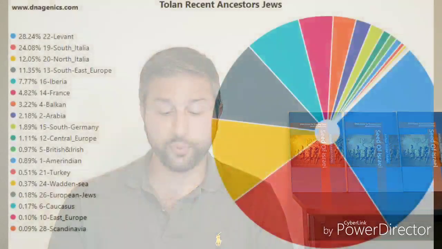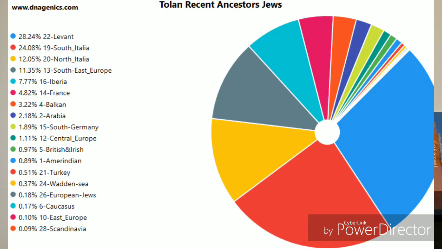Tolan Recent Ancestors Jews, 28.24% Levant, 24.08% South Italia, 12.05% North Italia, 11.35% Southeast Europe, 7.77% Iberia, 4.82% France, 3.22% Balkan, 2.18% Arabia, 1.89% South Germany, 1.11% Central Europe, and the rest of the results are really not worth mentioning because they're below 1%.